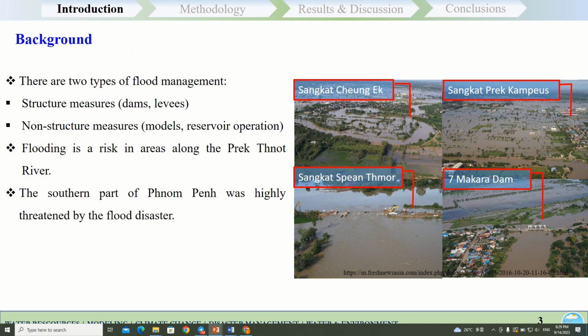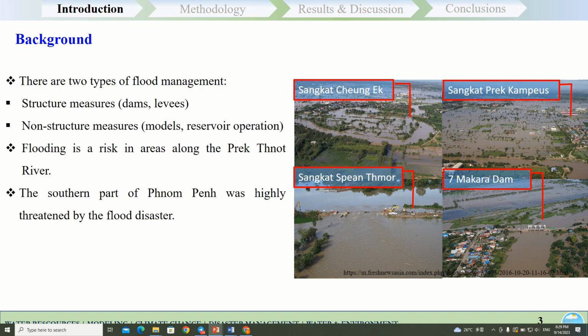We start off with the background. As we know, there are two types of flood management, the structural and non-structural measures. The structural measure we define as preventing harm in the flood risk system based on hydraulic engineering work. Another way to prevent harm from flood risk is the non-structural measure, for instance, by using models and reservoir operation.